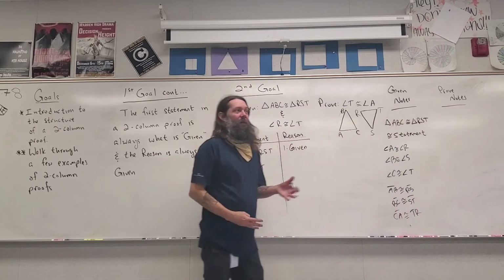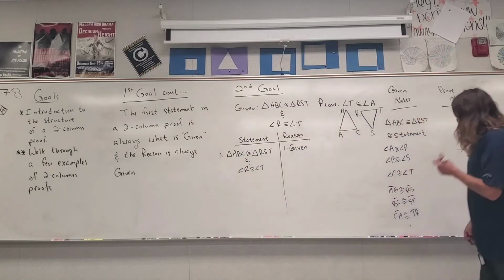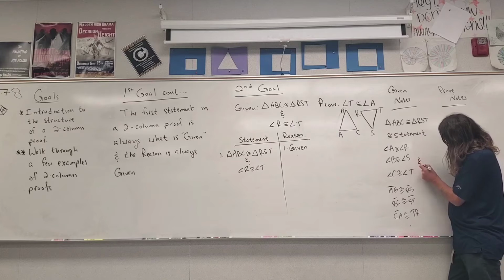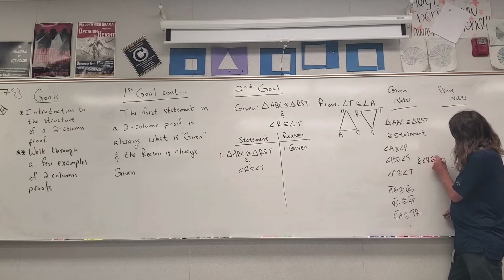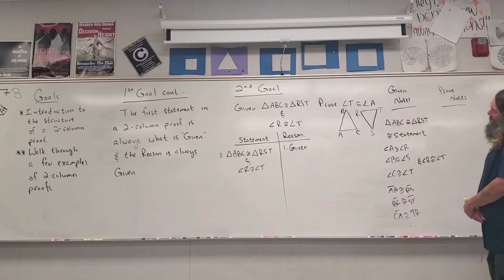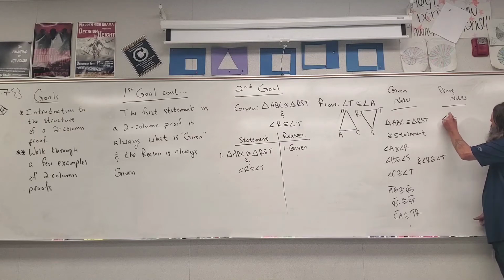We were given that. I also know that angle R is congruent to angle T. Angle R is congruent to angle T. That's my second clue. This is all that I know from what was given to me. Now, my prove notes, I don't really have much. I know that I want to get to the point where angle T is congruent to angle A.